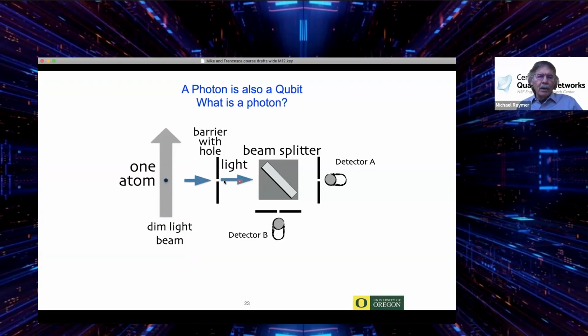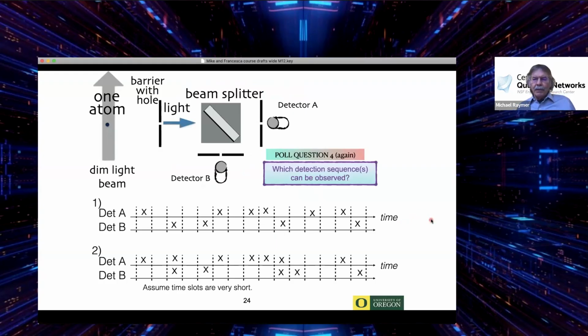After this small hole, there's a beam splitter, which is simply a piece of glass with one surface partially coated with metal. The light can either pass through it, in which case it'll hit this detector, or reflect from the metal surface, bounce off, and hit this other detector. Now, what's going to happen if this light beam is very dim and there's only one atom? We're getting down to the quantum level. So put the poll question up, please, and look at this picture.